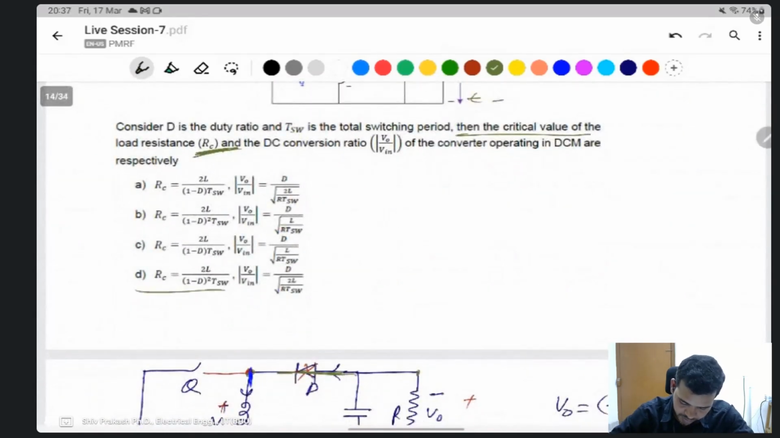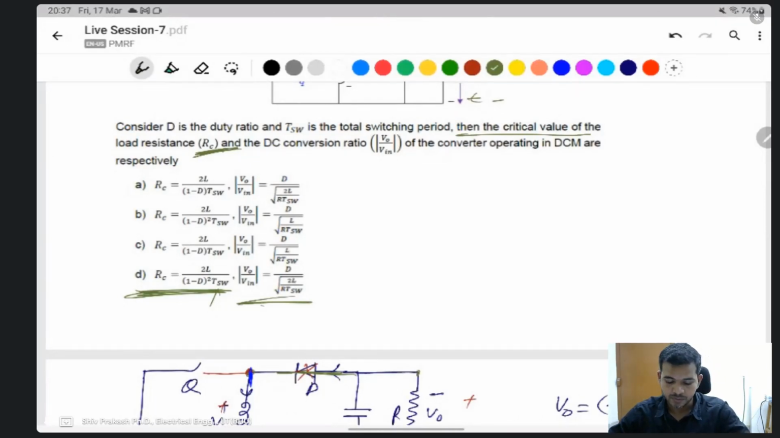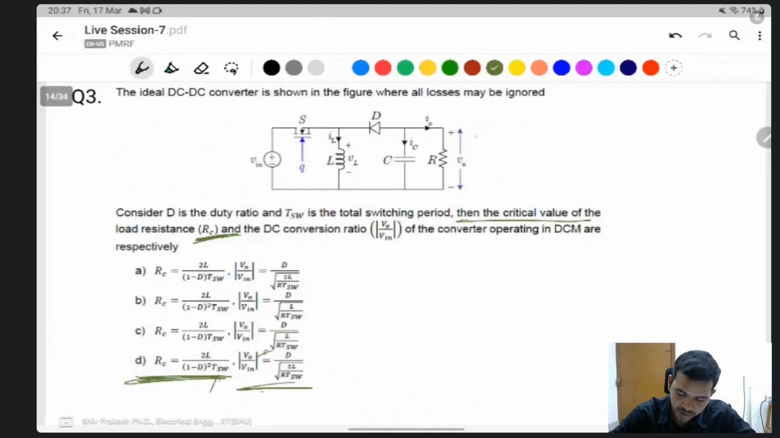I think this one, D. TSW is a time period. And this V0 by V, that expression, mod of that expression, is the output voltage. Because of the notation, the difference is positive minus negative, it means that the output voltage will be negative.